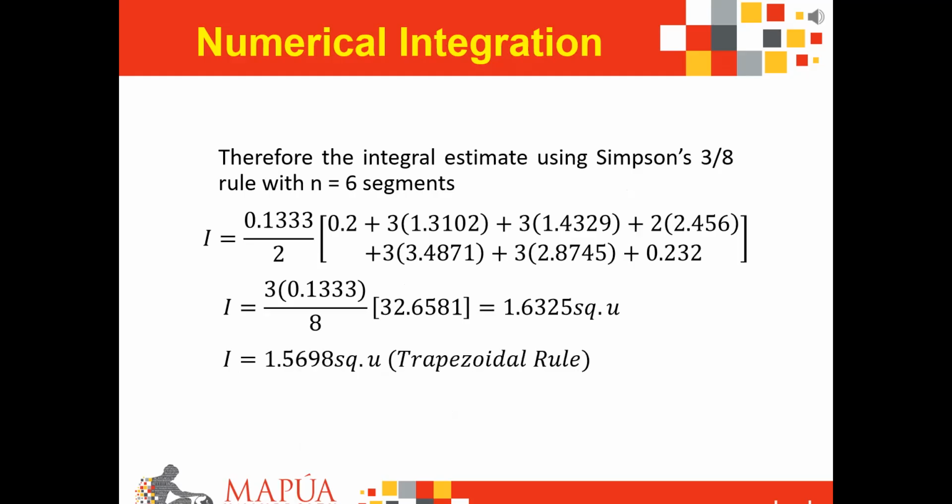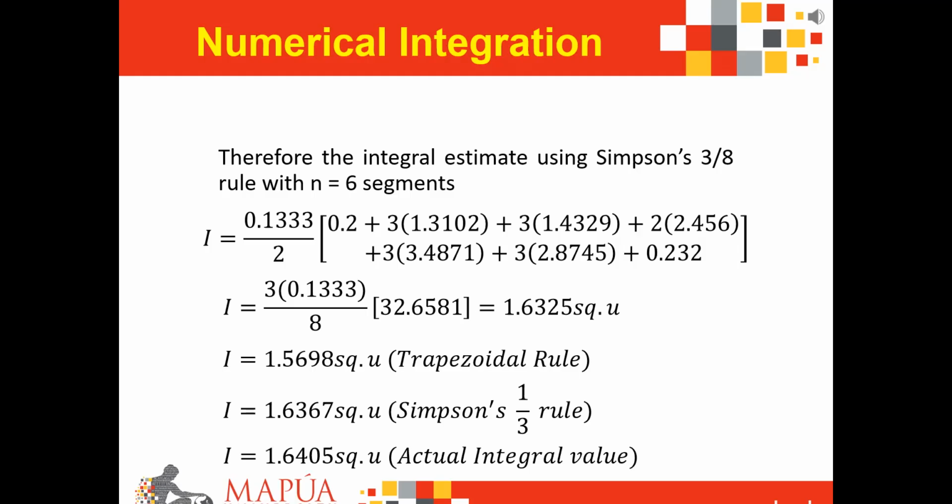1.6325 for 6 segments. Note that we applied 6 segments using trapezoidal rule, and we ended up with a value of 1.5698, showing us that again, 3/8 rule turns out to be more accurate than your trapezoidal rule, whereas your Simpson's 1/3 rule turns out to have a value at n equal to 6 equal to 1.6367. Against our actual integral value, you will see that among all 3 techniques now, your 1/3 rule still is the most accurate among all 3 integral approximate techniques.